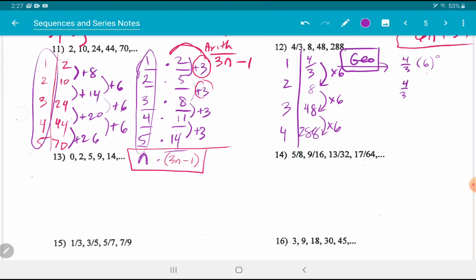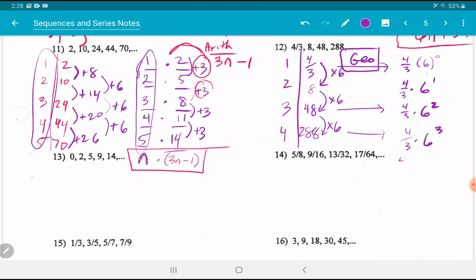This is 4 thirds times, then we need 6, right? That'll give us 24 over 3, which is 8. Over here, we're going to get 4/3, and then we're going to need 2 6s there, so 6 squared, 36. There we go. And then this is going to be 4/3 times 6 to the third, right? We multiplied it by 6 three times. Okay, so what do we got here?